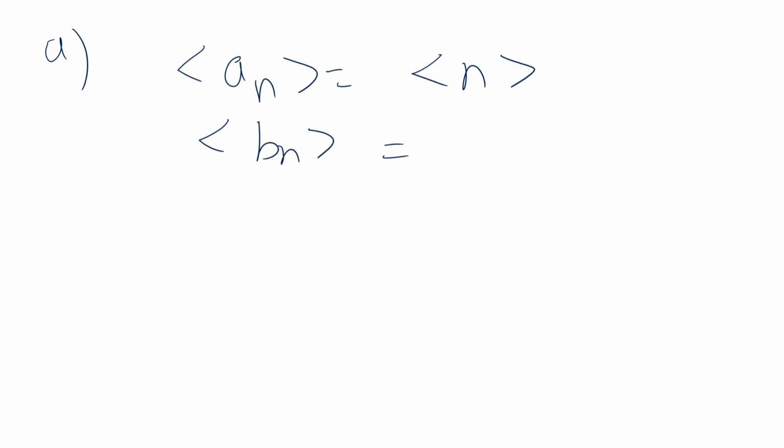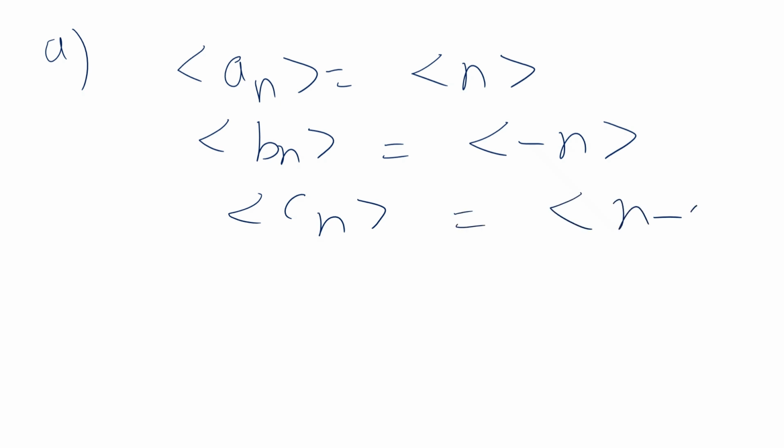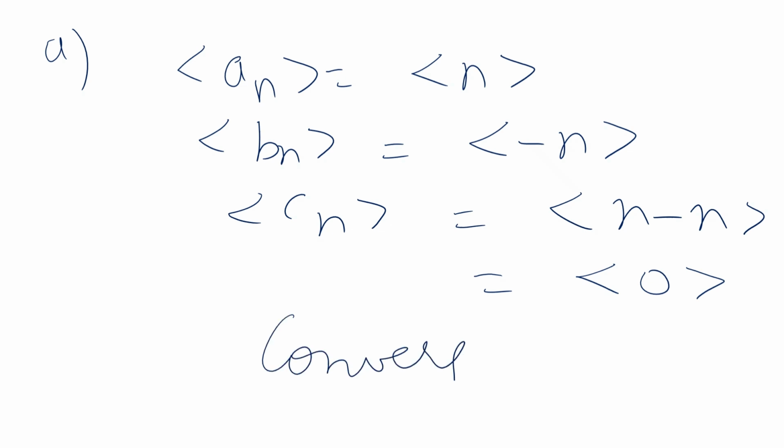For this, we take an example. We take the sequence a_n equal to n and the sequence b_n equal to minus n. Then we get c_n equal to n minus n, which is equal to the sequence 0, which is a convergent sequence. Therefore, option A is correct.